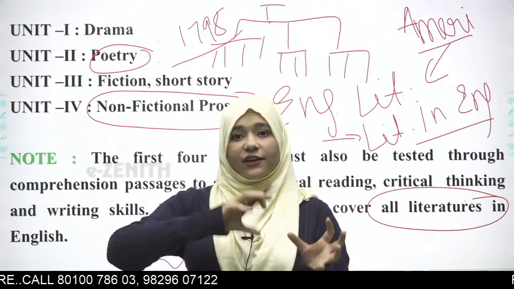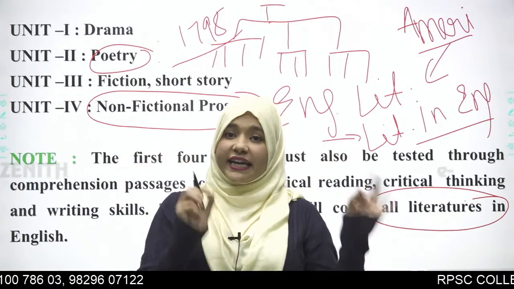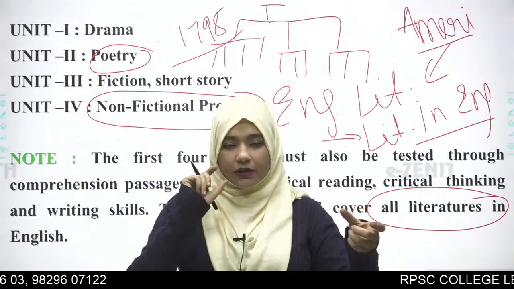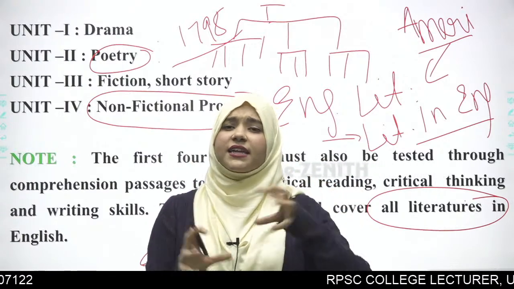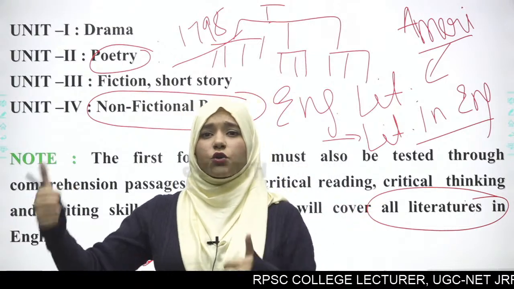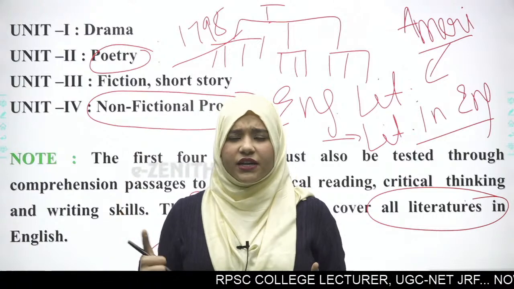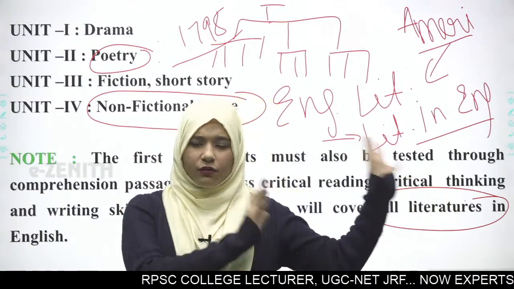Then the Romantic age developed slowly and gradually from 1798 till 1832. In 1832 there is a confusion, or we can say a controversy, regarding the starting point of the Victorian age. Some scholars say it's 1832, some say it's 1837, and there is a detailed explanation for that. For that you can go and watch my video lecture.